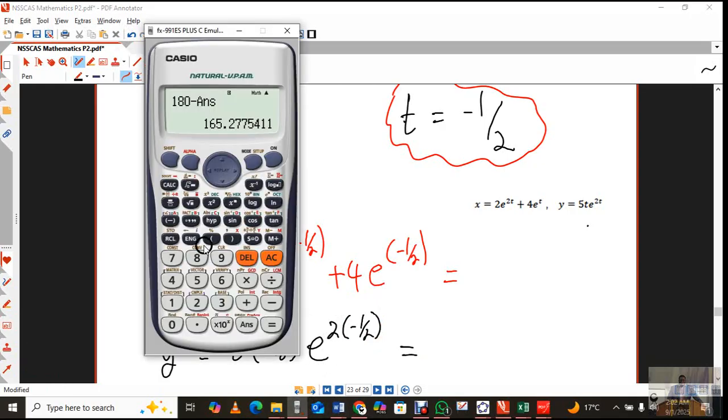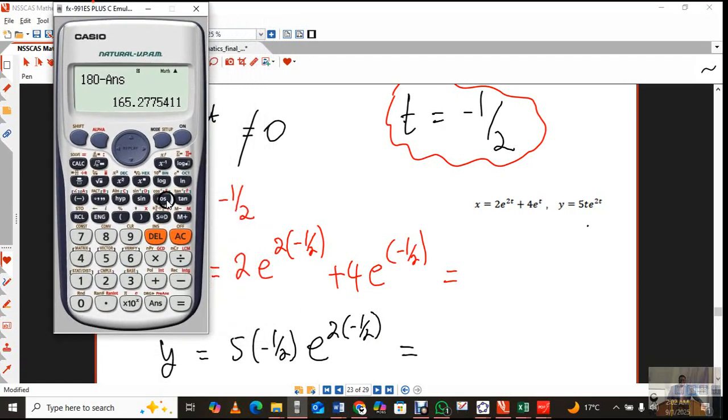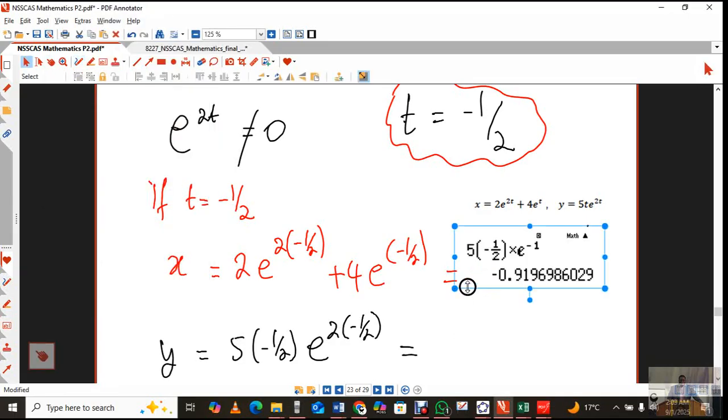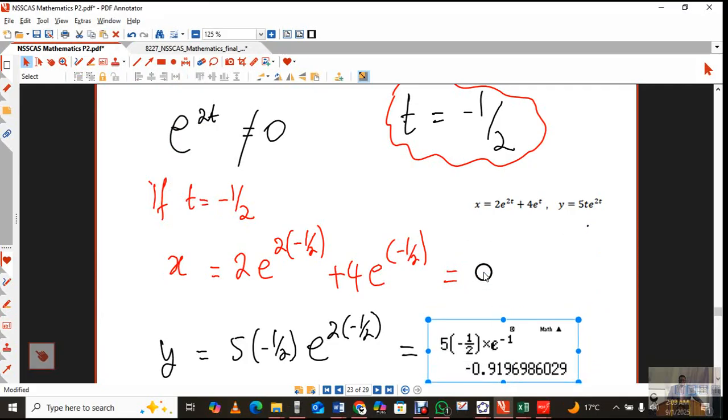Okay, let's get up our calculator. Let's do the one that I have first here in black. It's 5 times negative half, times e. Now 2 times negative half is just negative 1, so negative 1. What do we get? Well, we get that horrible decimal. Let's just capture it. So that's for this one over here.